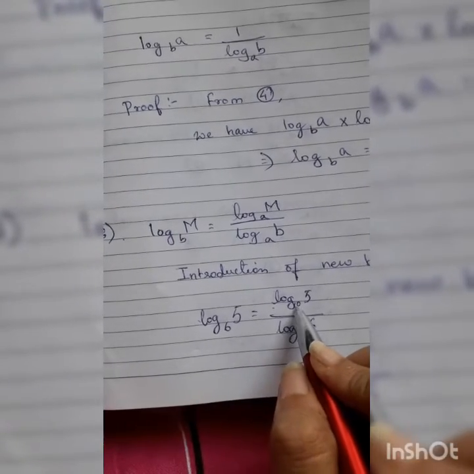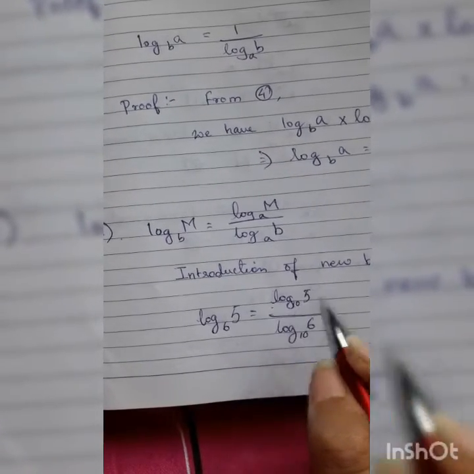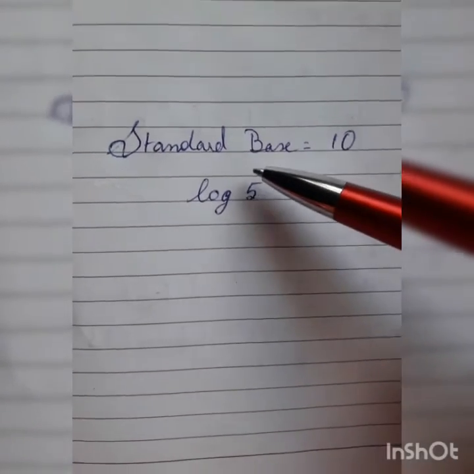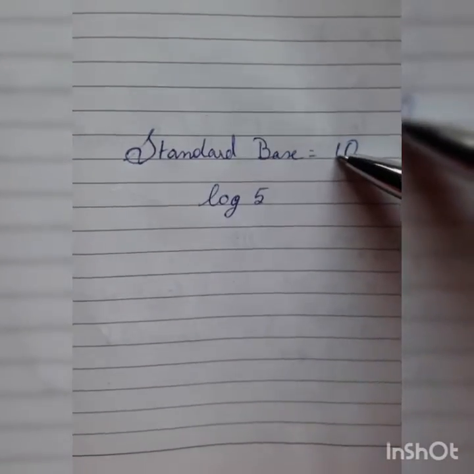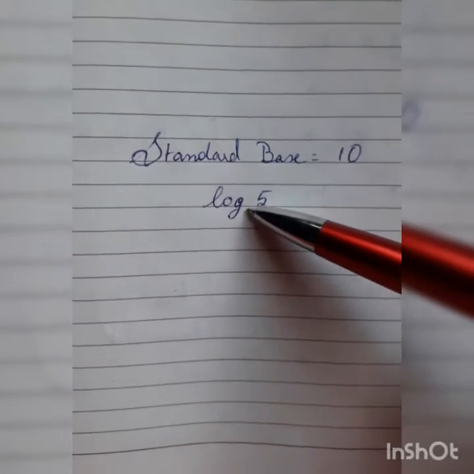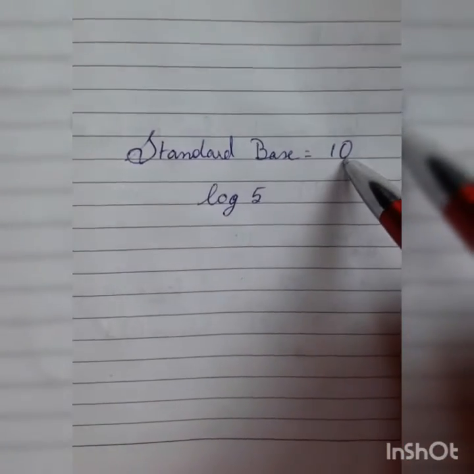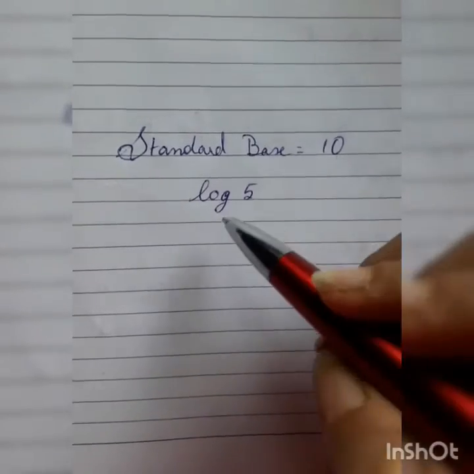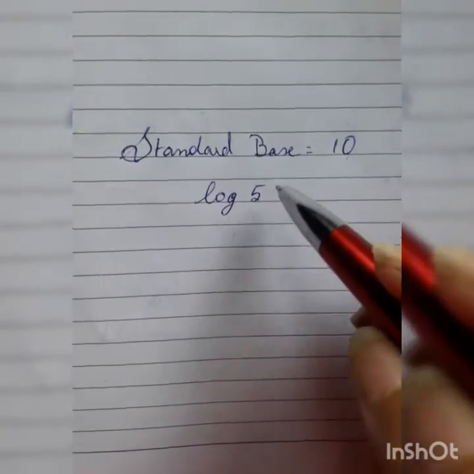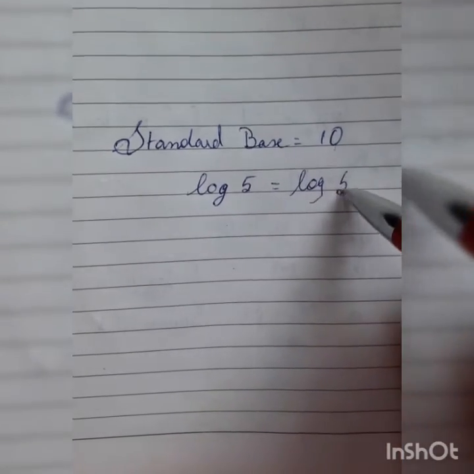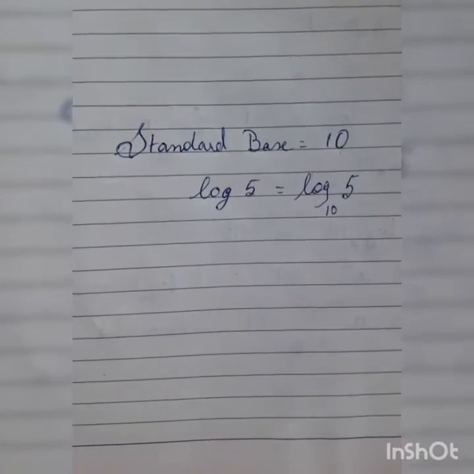So here 10 is the new base which is introduced. Always remember, in logarithm the standard base is taken as 10. When no base is provided to you, then the standard base will be 10. So log 5 means nothing but log 5 to the base 10.